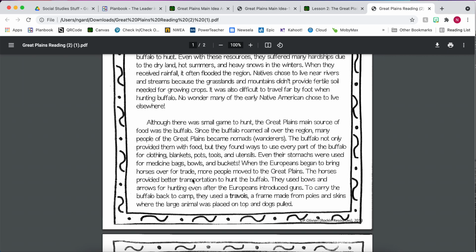When the Europeans began to bring horses for trade, many people moved to the Great Plains. The horses provided better transportation to hunt the buffalo. They used bows and arrows even after the Europeans introduced guns. They brought the buffalo back.